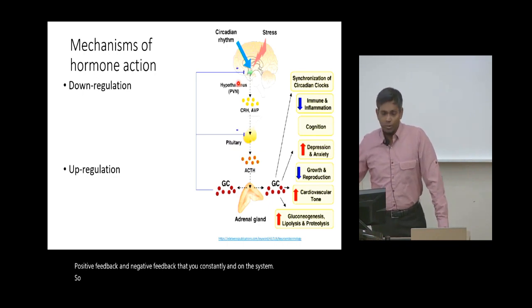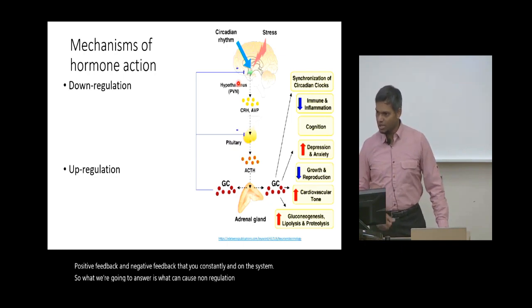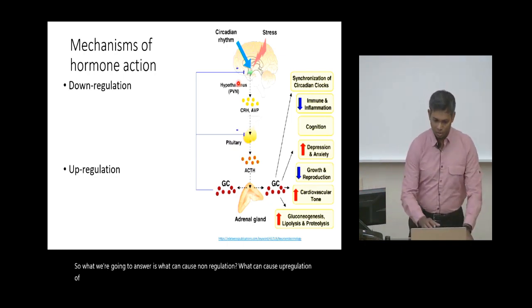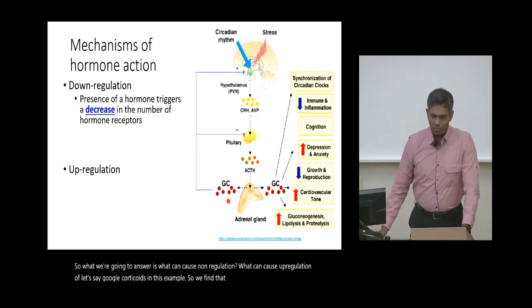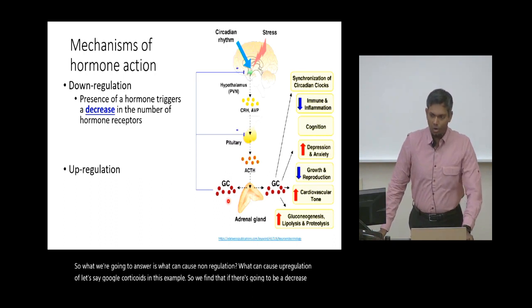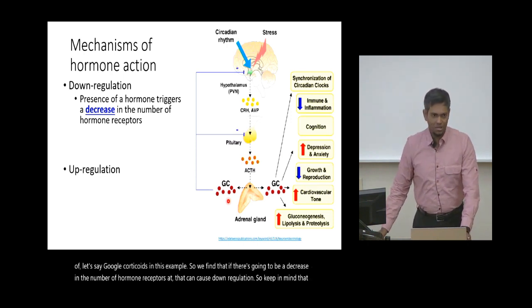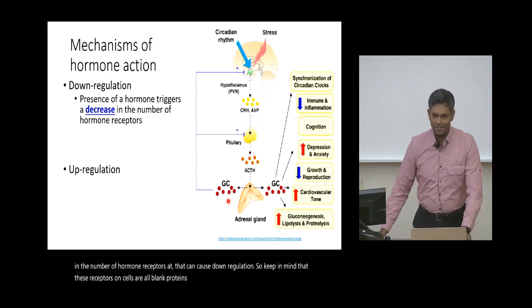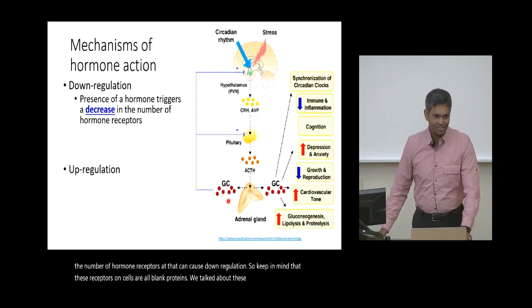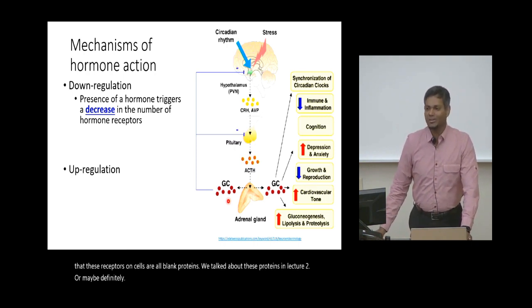So what we're going to answer is, what can cause downregulation and what can cause upregulation of, let's say, glucocorticoids in this example. We find that if there's going to be a decrease in the number of hormone receptors, that can cause downregulation. Keep in mind that these receptors on cells are all proteins. We talked about these proteins in lecture 2 or maybe lecture 3. They are the transmembrane proteins.